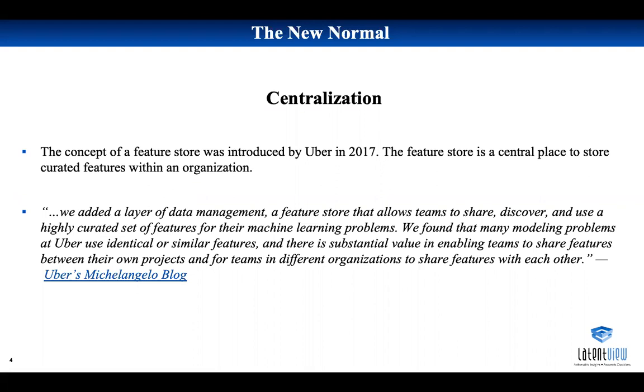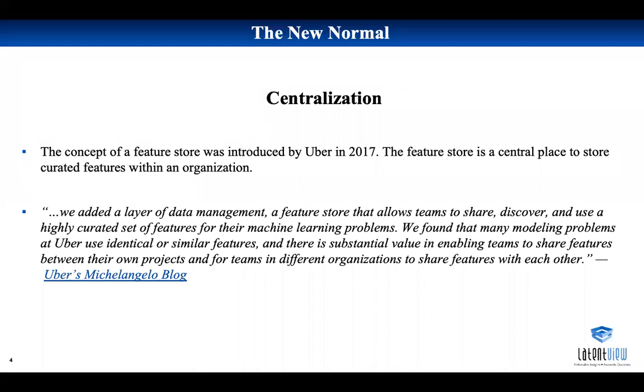The second point here is from Uber's own blog, which says that they have added a new layer of data management, a feature store, which is used to share, discover, and use a highly curated set of features for their machine learning problems. Having a centralized store, they have put all the features there, so all the teams across the company can make use of those features.